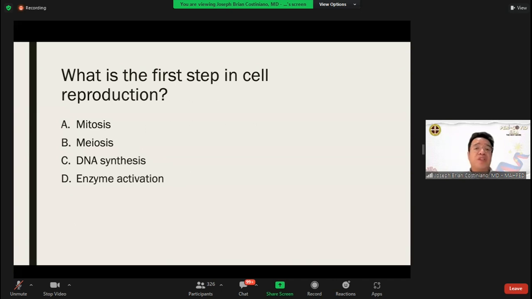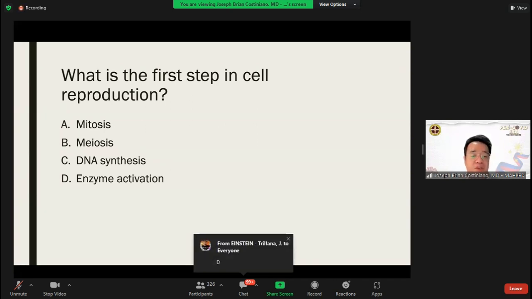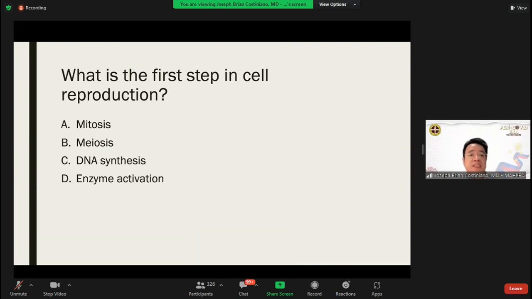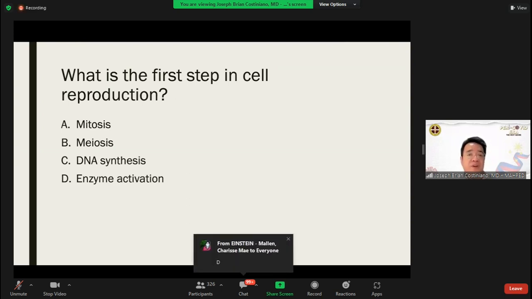Okay, question. What is the first step in cell reproduction? Is it A, mitosis, B, meiosis, C, DNA synthesis, or D, enzyme activation? What is the first step in cell reproduction? So, very tricky question, because what we know as the first step, isn't the first step prophase?